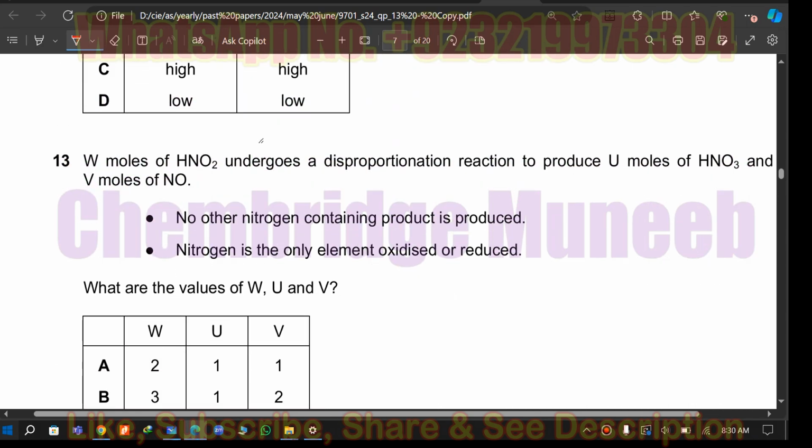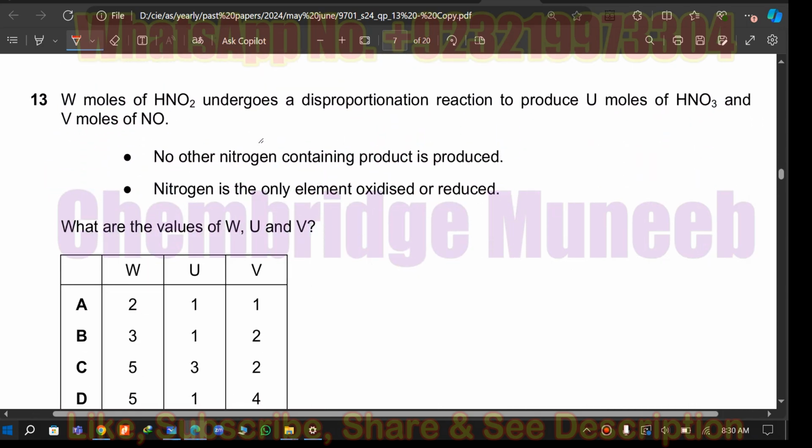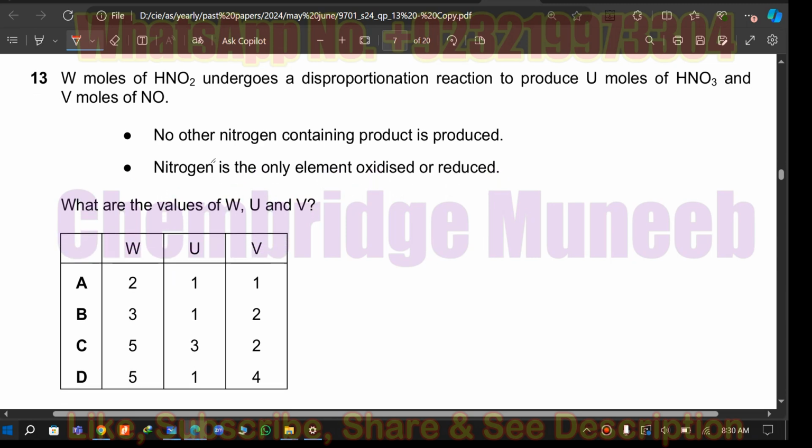Now the question number 13. The question number 13 says that there is a disproportionation reaction in which HNO2 converts into two compounds. HNO2 converts into HNO3 and NO, and there is no other product which is produced, and there is no other element other than nitrogen which is oxidized or reduced. This question is kind of tricky, and I hope this question will become a part of the examiner code.